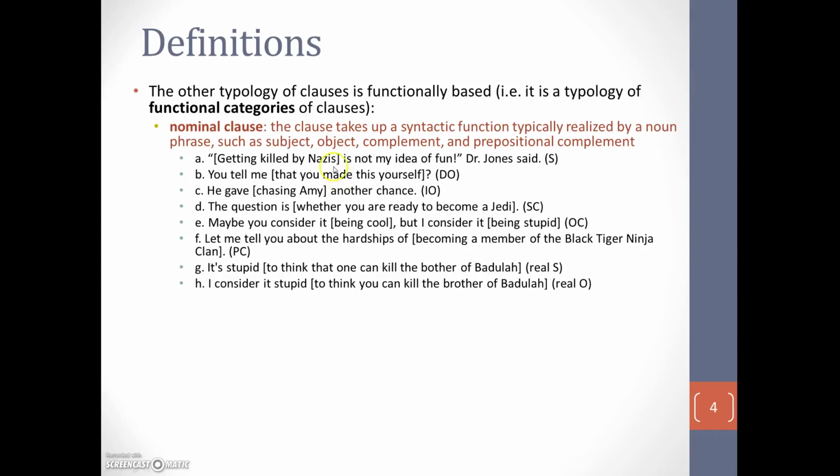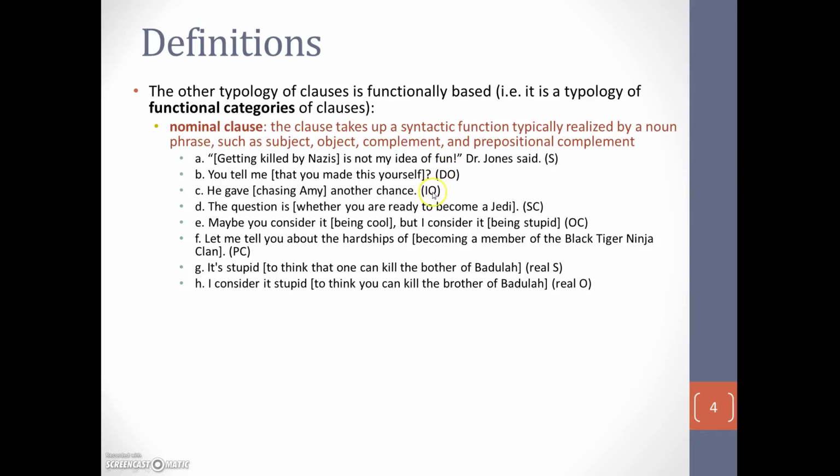All right, looking at this first one, we can see here, "getting killed by Nazis." That's a clause, because we have both the verbs "get" and "killed" there. And we can see here that it functions as a subject. "Getting killed by Nazis is not my idea of fun." I've just indicated here that it's a subject. The second one: "You tell me that you made this yourself." So "that you made this yourself," right? Here we have this finite clause, and we can see it functions as the direct object.